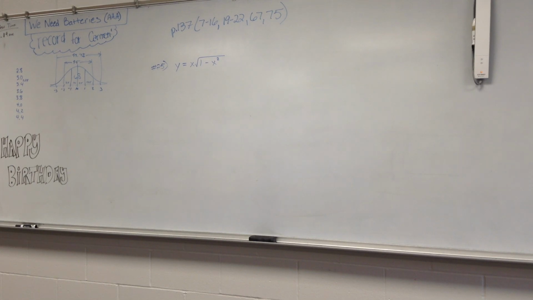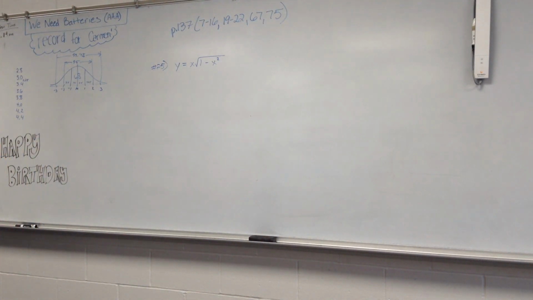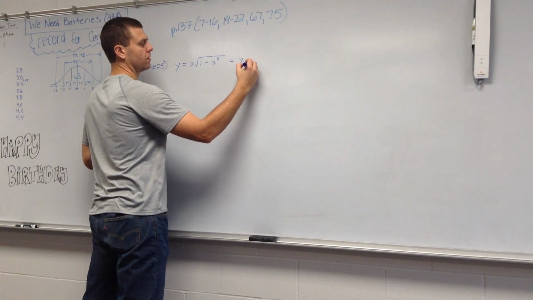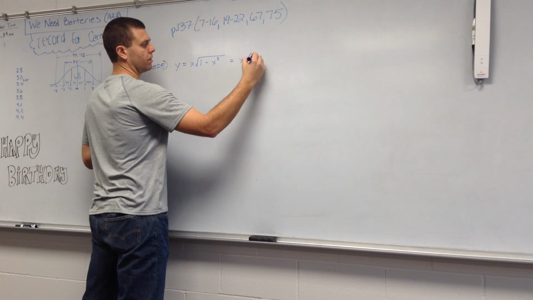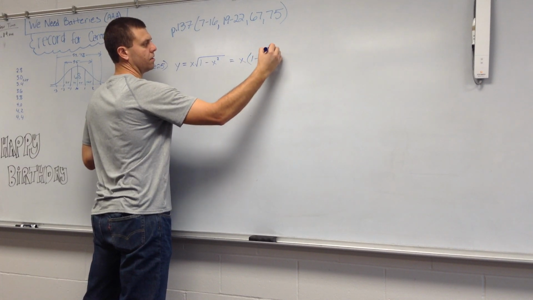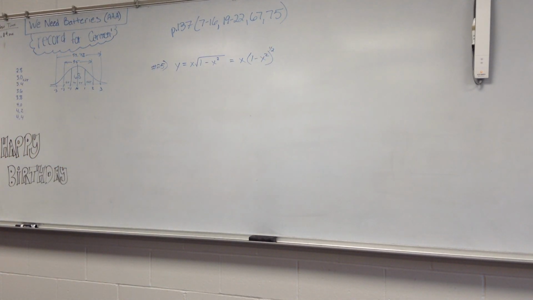Okay, so more chain rule. So what do you guys think here? Rewrite it. How would you rewrite it? x times the quantity 1 minus x squared to the 1/2. Yes. Actually, would we use the product rule then, mixed with it?